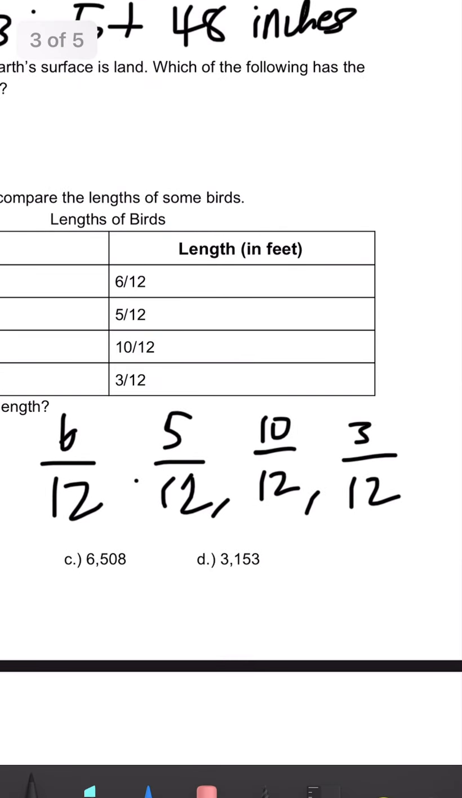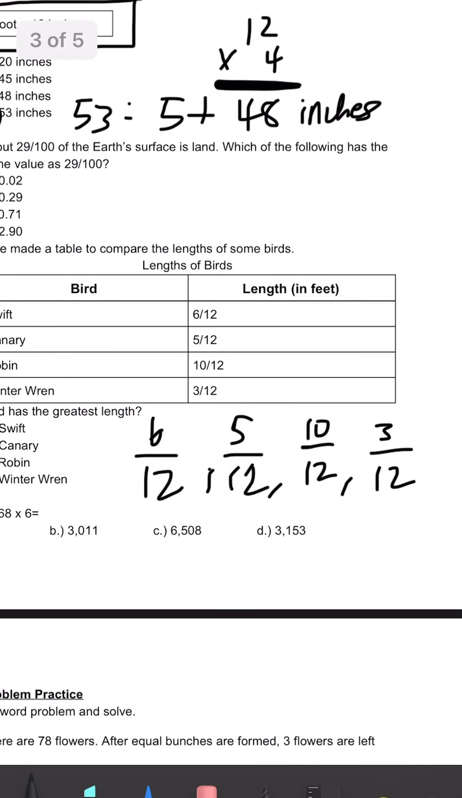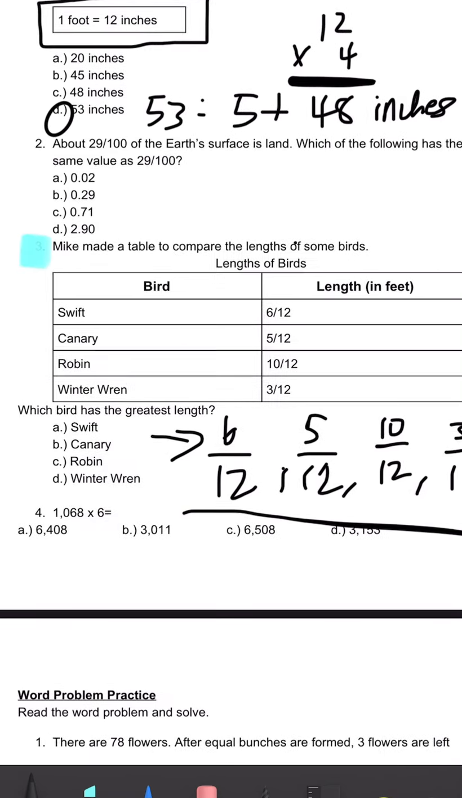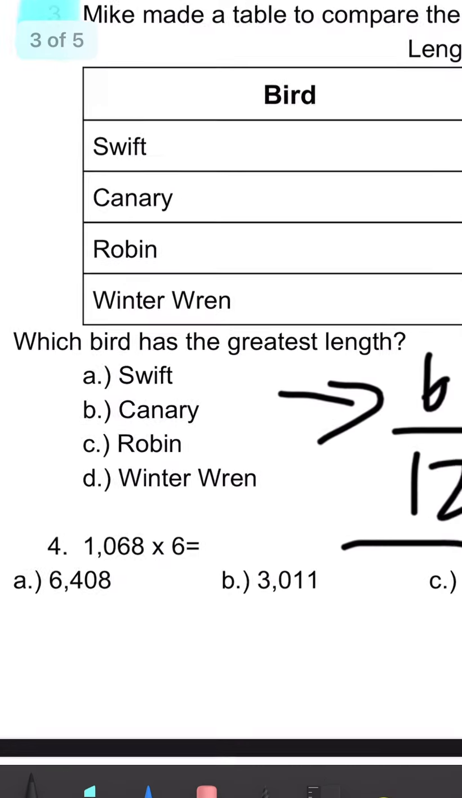So a very important thing to know about fractions is you need to have the same denominator in order to compare them. If you don't have the same denominator, you have to change it to have a common denominator. So since the denominators are all equal, we're going to look at the numerators, which is the top number, and see which one is the largest between 6, 5, 10, and 3. Of course, 10 is the largest, so we know that the robin has the greatest length.